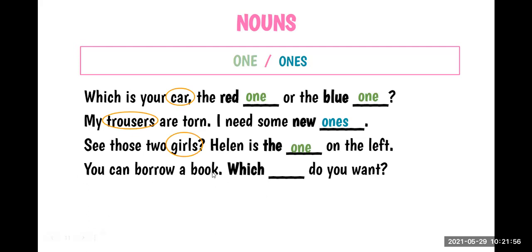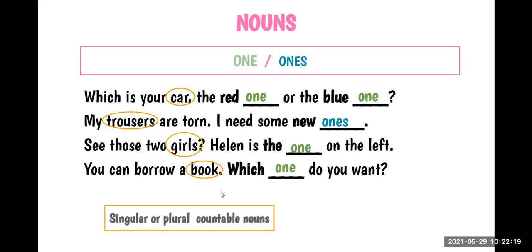What about this one? You can borrow a book. Which one do you want? Because we are talking about a book, right? So we are referring to one book. As you can see, we can use any of them. We can use ones when we are talking in plural or one when we are talking in singular, okay? So we can use one or ones to replace singular or plural countable nouns, okay?